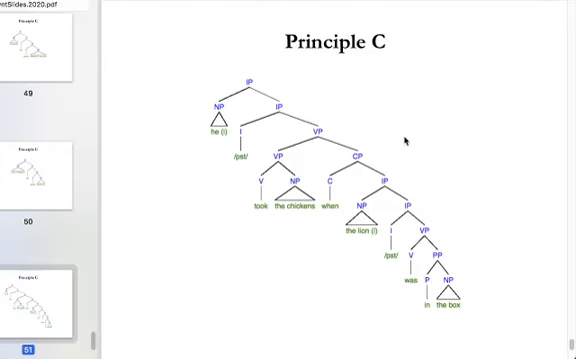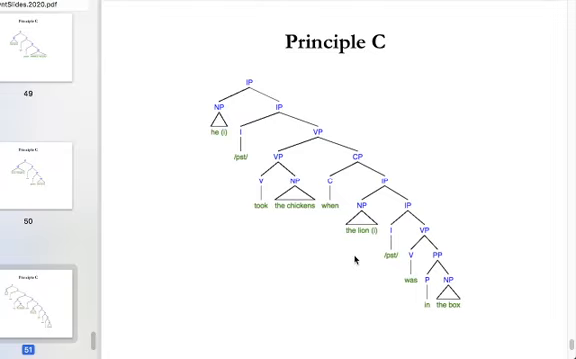Here's some more complicated cases, right? So even if you embed multiple sentences underneath this, principle C is still going to hold. And this would be the same with linear order. This would also work with the original solution, the simple one that says what matters is whether the pronoun comes first or the R-expression comes first. If the pronoun comes first, they can't co-refer. That's why this one doesn't work.